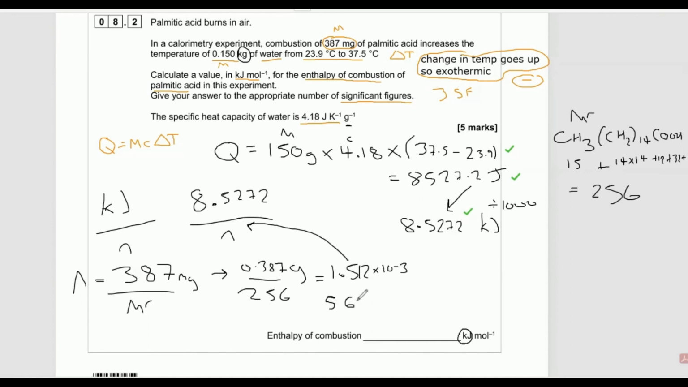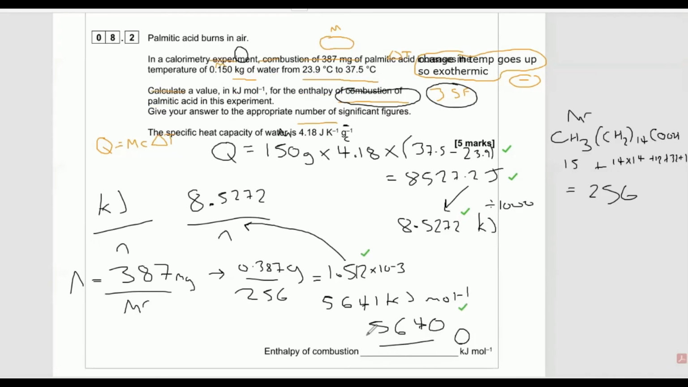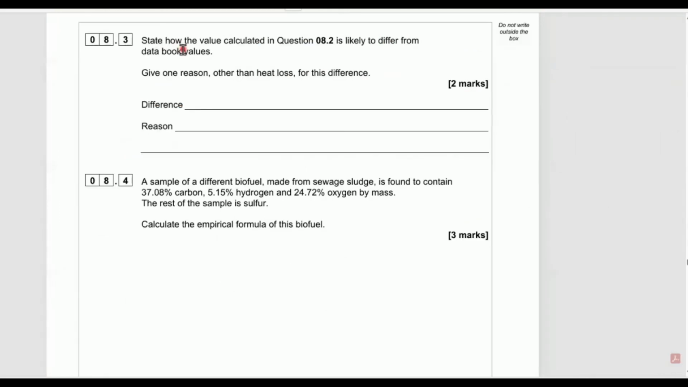So, final answer, 5641 kilojoules per mole, but I've just spotted it's 3 significant figures, isn't it? So at A level, we go to 3 SF if they ask you for significant figures. So it needs to be 5640. You're only allowed to give 3 numbers that aren't a 0. Something else I forgot. We need a minus sign. This is exothermic. Remember I pointed out at the start the temperature went up. So you have to have a negative sign with your answer.